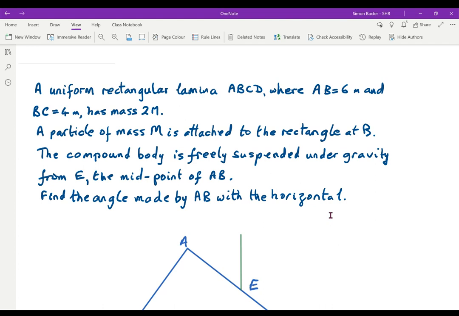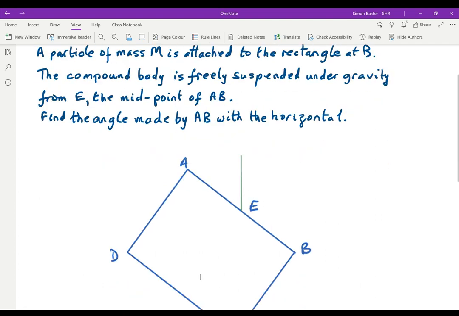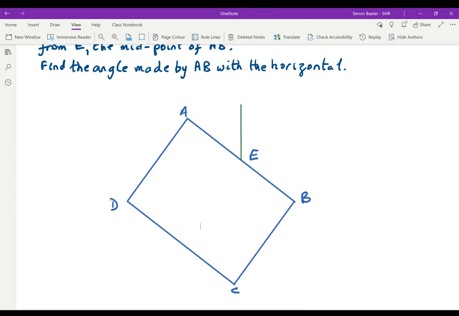This body is freely suspended under gravity from E, the midpoint of AB. Find the angle made by AB with the horizontal. Well, let's get this information onto a diagram. Of course, a large diagram.